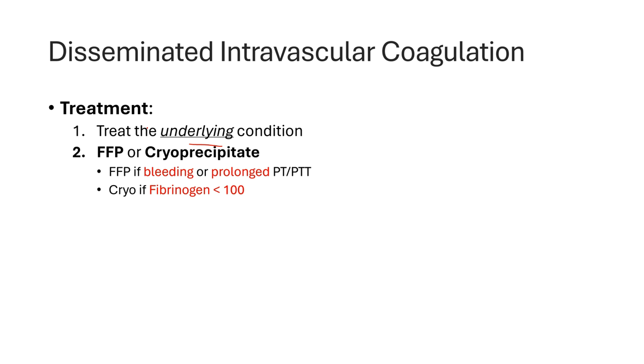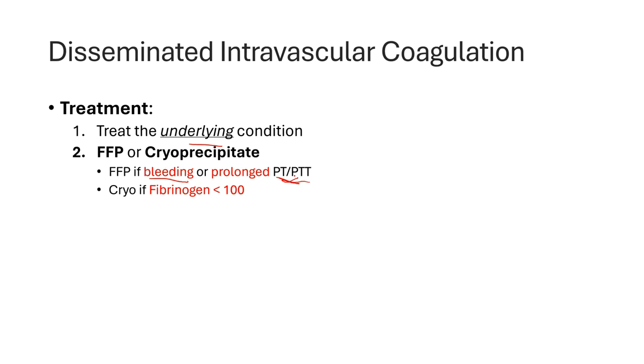This leads to bleeding. Fresh frozen plasma contains all clotting factors, so it is given to replenish depleted factors, help to stop the bleeding, and of course to correct PT and PTT. Thus, we give this when an individual is bleeding or when they have prolonged PT and PTT in someone with active DIC.